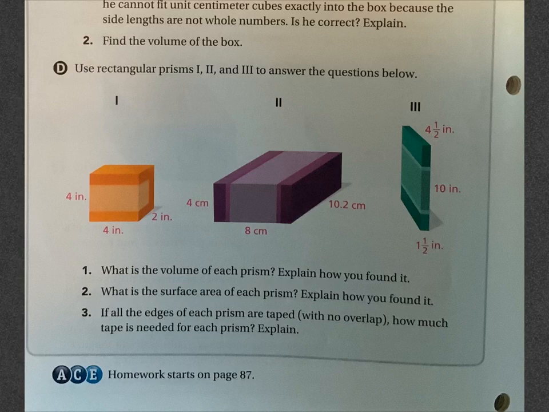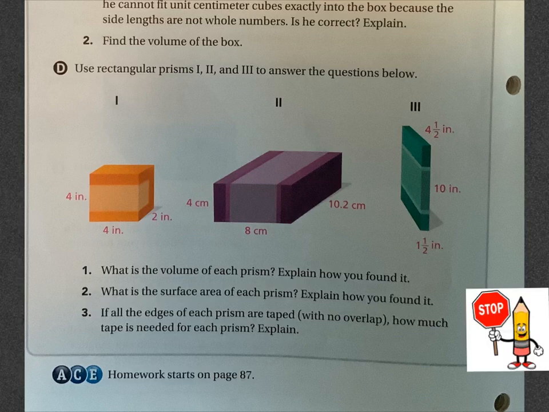All right, turn to page 87. I want you to practice a couple more things. So look at D1 and 2. I want you to find the volume of each prism, and I want you to find the surface area of each prism. You can use a calculator. Hit pause, and once you've solved the answers, hit play.